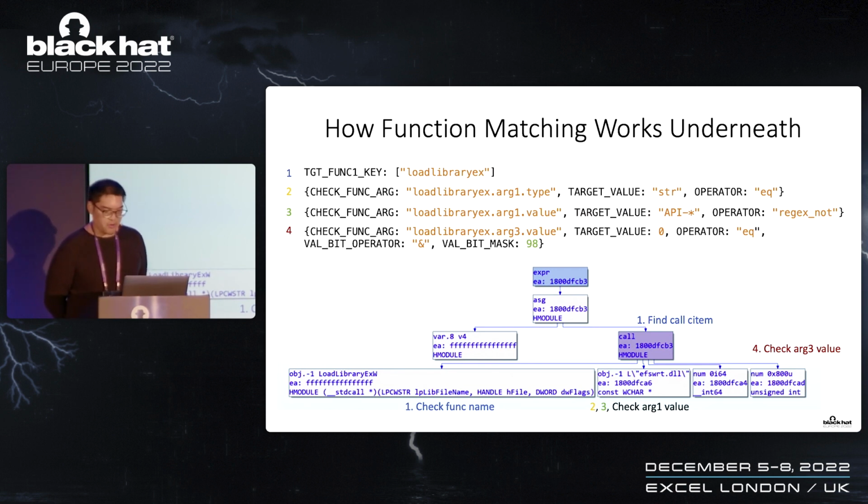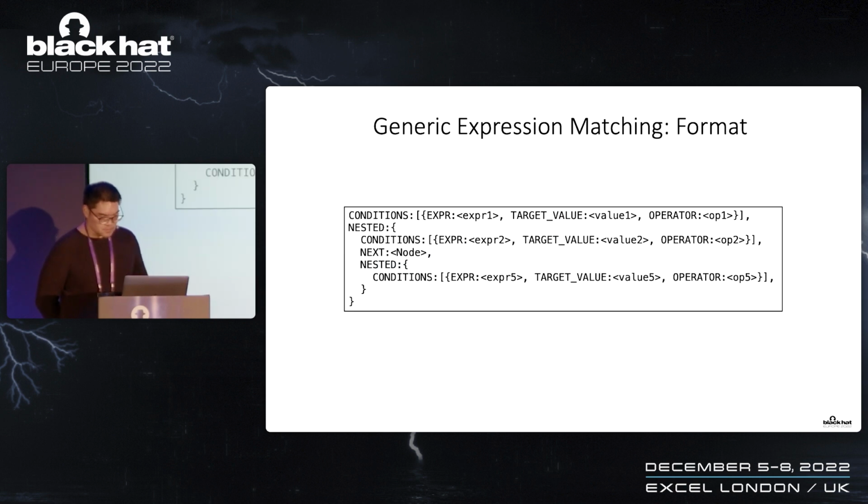Condition 4 requires checking argument 3's value along with a bit mask. So this time, the traverser extracts argument 3's value, applies the bit mask, and does the check. Our expression matching format, on the other hand, is quite different, since its intended usage is for specifying expressions as well as sanitization.